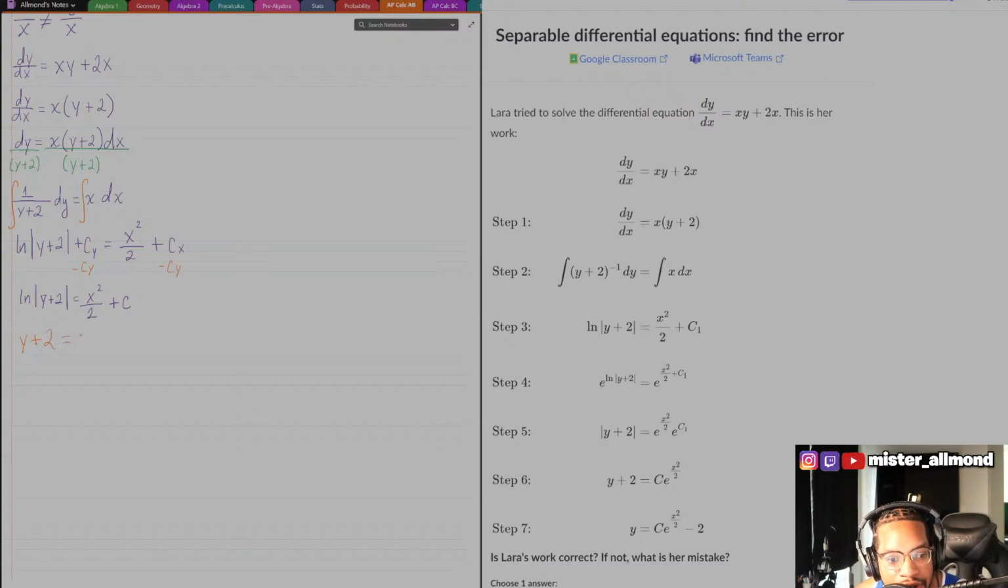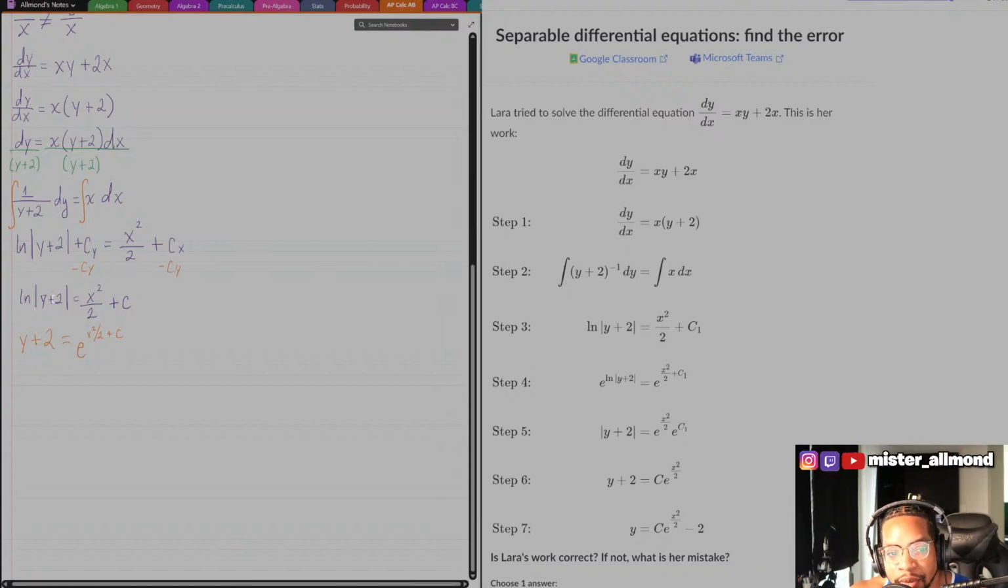equals. Now here's the potentially tricky part. It's going to be e to the power of this entire right side, which is x squared over 2 plus c. So my exponent is x squared over 2 plus c. And then the absolute value, if you know what natural log graphs look like, their inputs are only allowed to be positive. So in case anybody's wondering where the absolute value bars went, we know that all inputs of natural log functions have to be positive. So there's no need for absolute value.